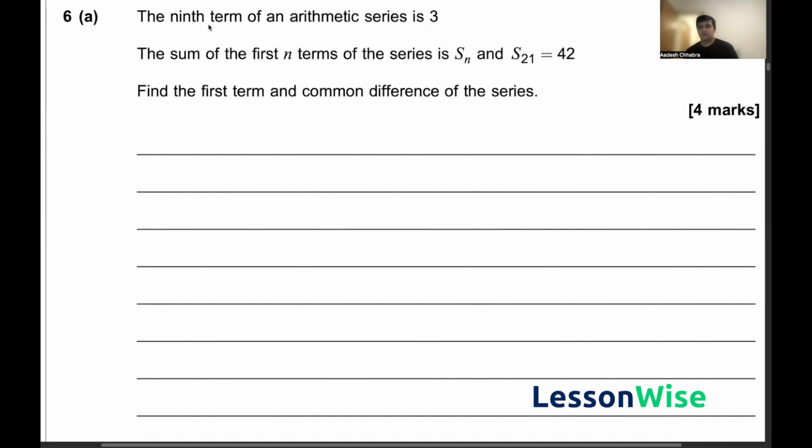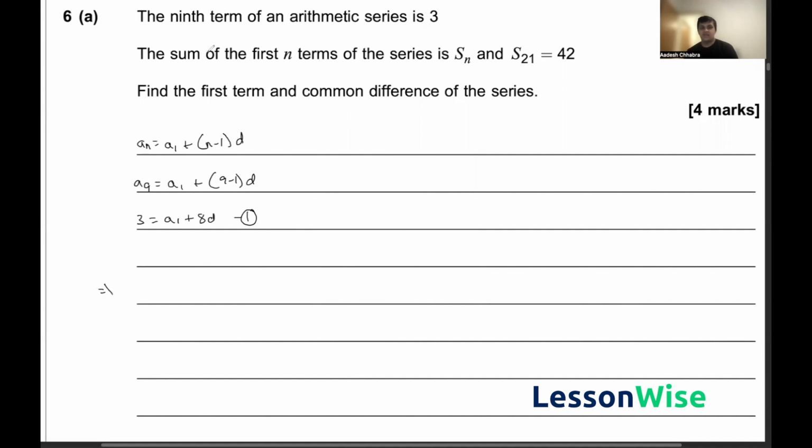So using the first bit of information, we've been told that the ninth term of the series is equal to 3. So if we write the general equation for the nth term of an arithmetic series, we have An is equal to the first term plus n minus 1 d. And so we know that A9 would be equal to the first term A1 plus 9 minus 1, which is 8, d. So we can substitute our values in. We have 3 is equal to A1 plus 8d. And that is one equation that we have here.